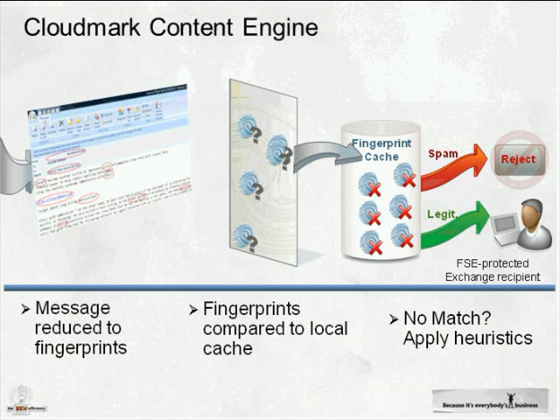Microsoft has partnered with Cloudmark to offer their content analysis engine. Cloudmark looks at certain pieces of the message to generate a fingerprint, which is compared against a database updated continuously from Cloudmark. The engine checks the fingerprints and then uses heuristics to determine if the message is spam. Based on that determination, an SCL rating is applied that will be used by Forefront and Outlook to route the message appropriately. So that's a graphical representation of how it works.